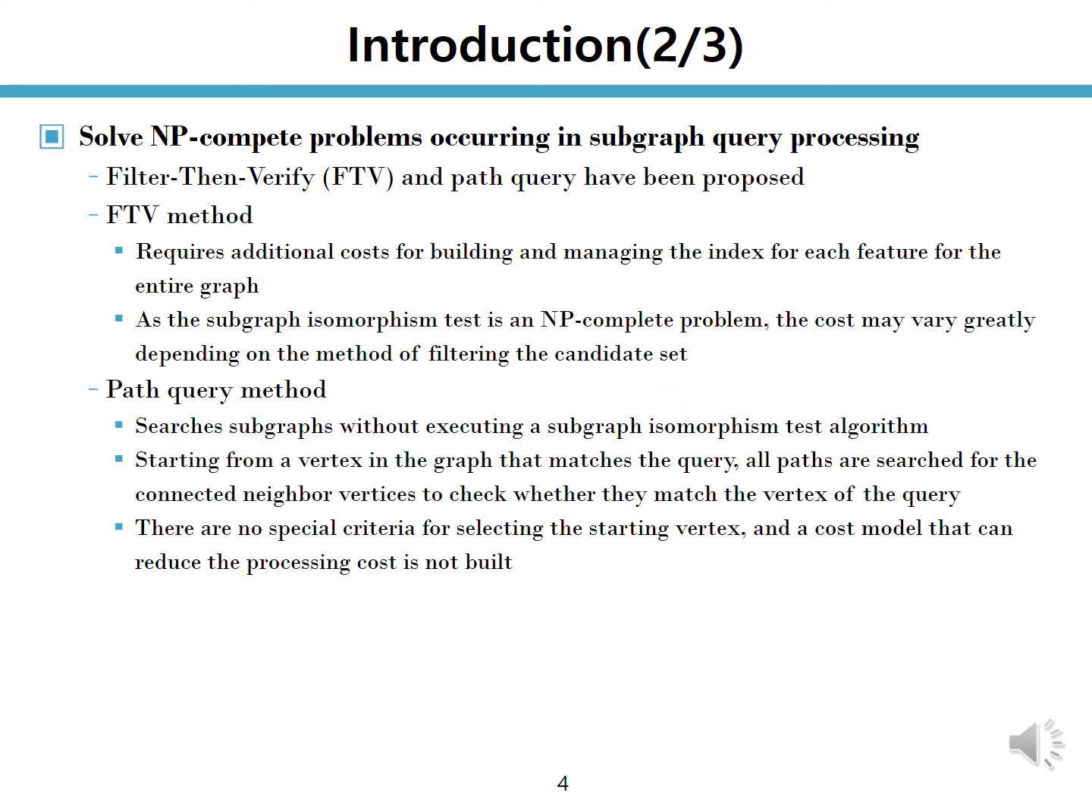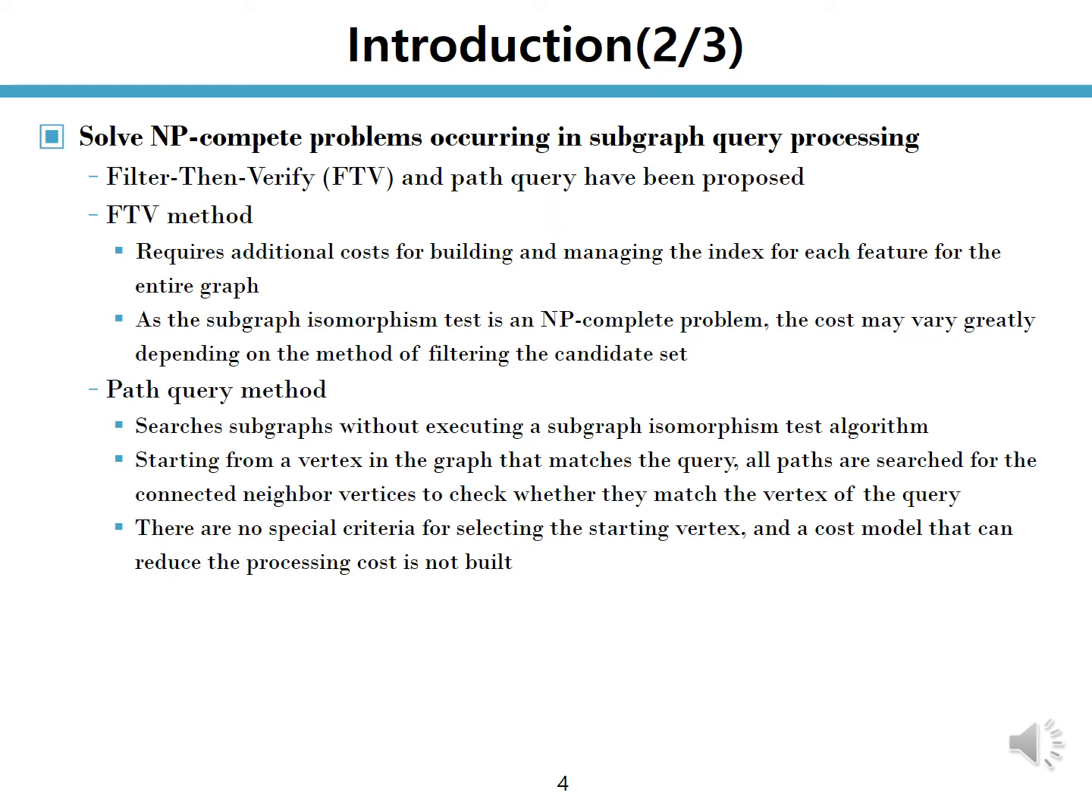To solve NP-complete problems occurring in subgraph query processing, filter then verify and path query have been proposed. In filter then verify, called FTV, an index by extracting features of subgraphs is required. A candidate set that matches the features of the query is extracted through the constructed index. But a subgraph isomorphism test is performed for the extracted candidate set to verify whether they actually match the query.